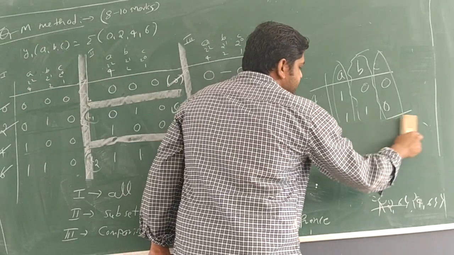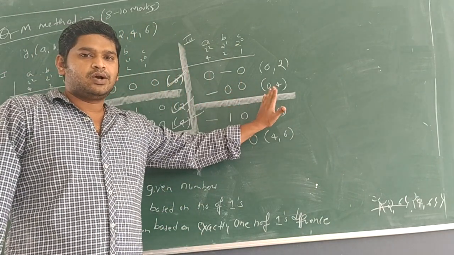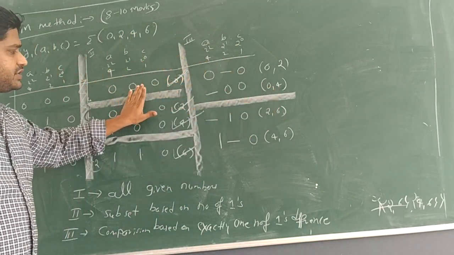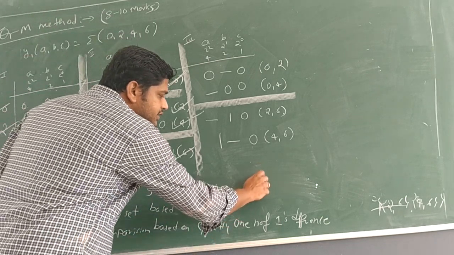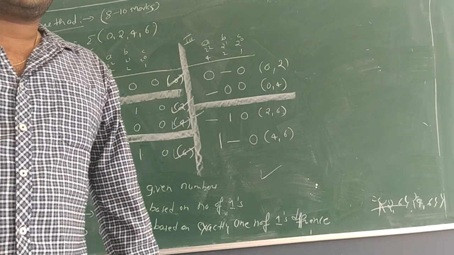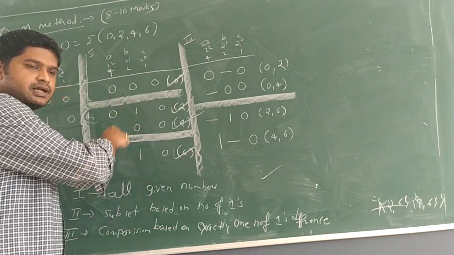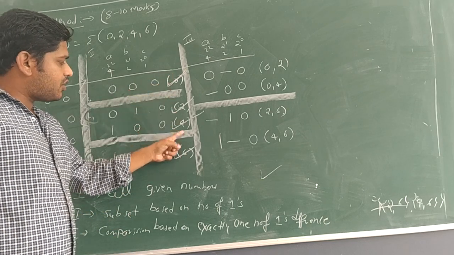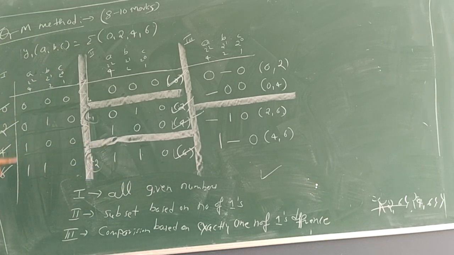Okay, 4, 6. Now, once you write the next level, go through the previous level or previous step. Find out any non-pass marked number. If you find one, make a circle. Here, in this level, all are pass marked. Hence, no circling. Is it clear now? Okay.